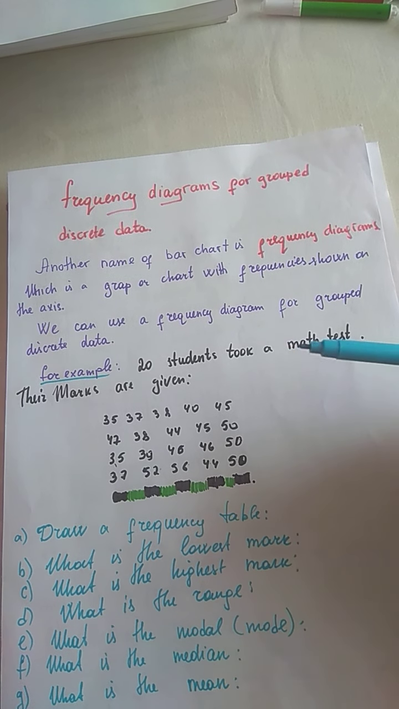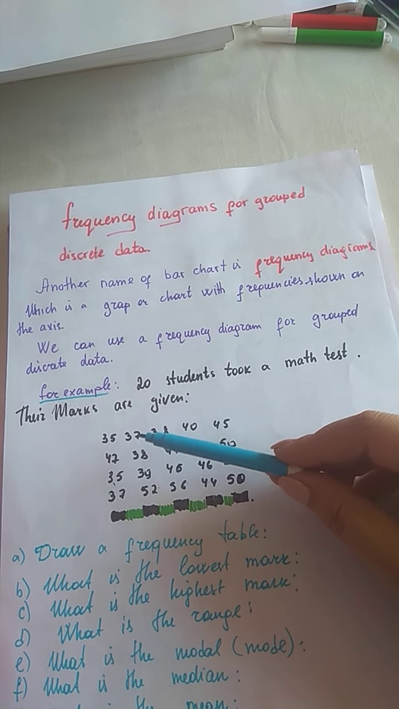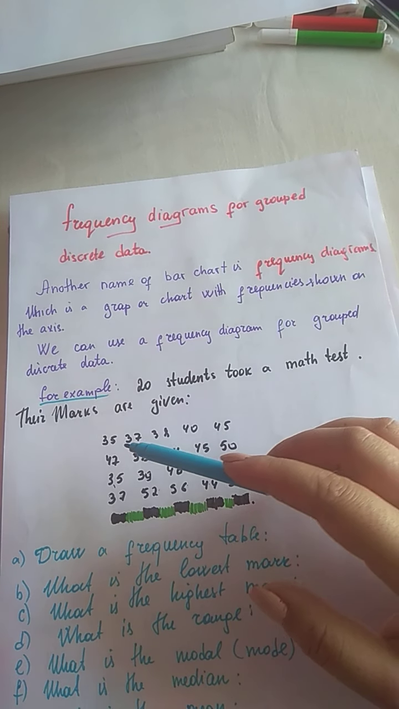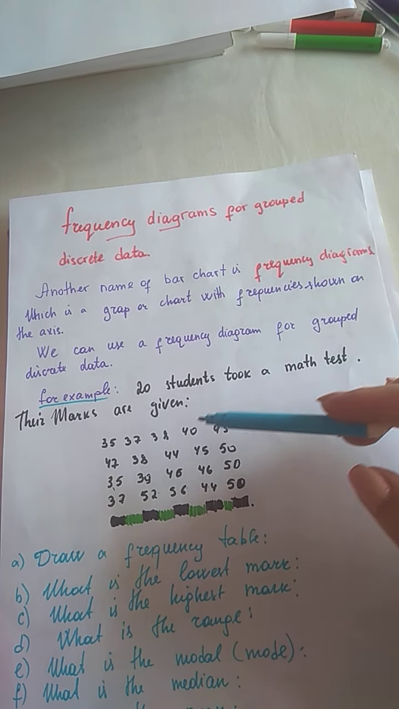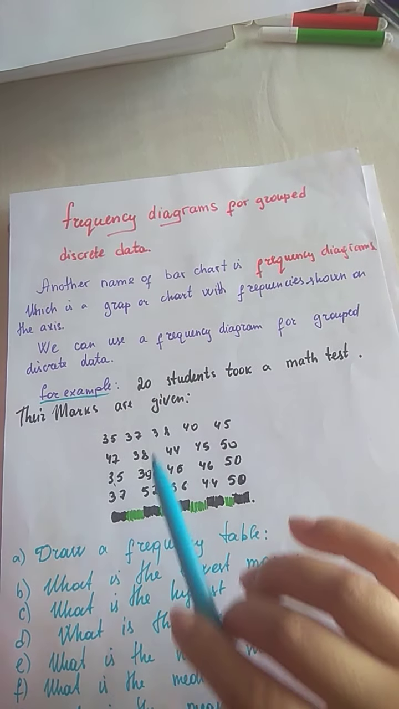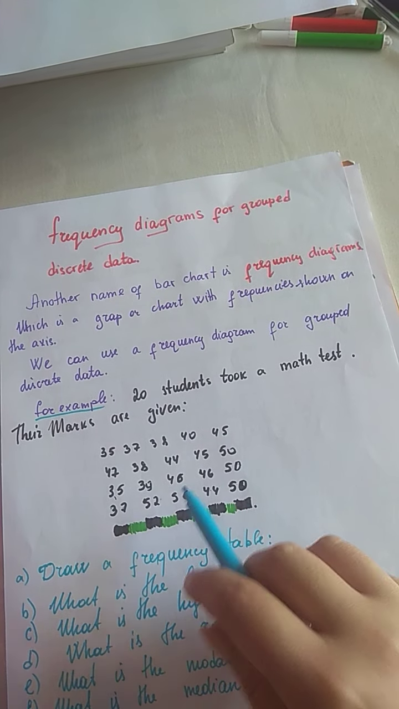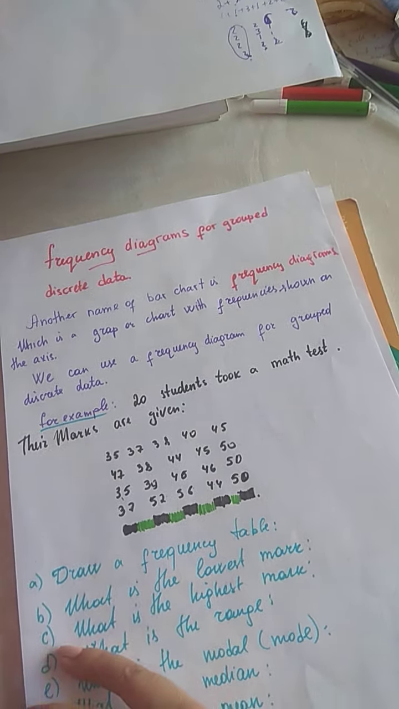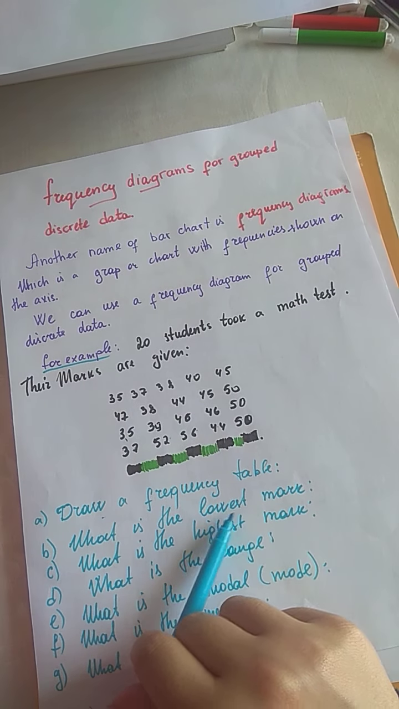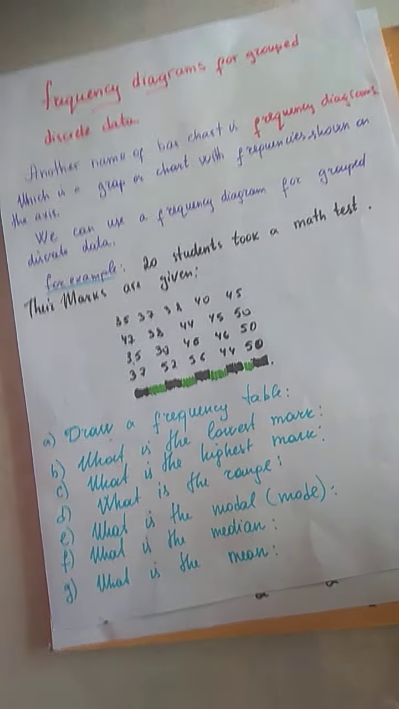So first of all, guys, the example is like this. There are 20 students who took a math test, and their marks are given. Look here, there are 20 students with marks 35, 37, 38, 40, and the numbers are not written in order, so we should write them in order, up to 56. The question is like this. In question A, we should draw a frequency table, then find the lowest mark, highest mark, range, mode, median and mean.